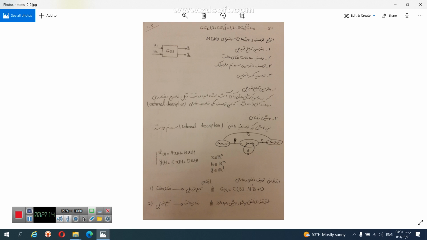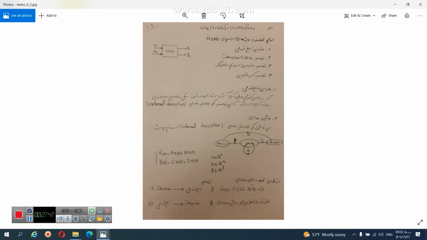If we want to transform the state variable, the state space, to the transfer function, we can use this transfer function. X dot equals A x plus B u, y equals C x plus D u. The transfer function equals C (sI minus A) to the power of minus 1 B plus D.